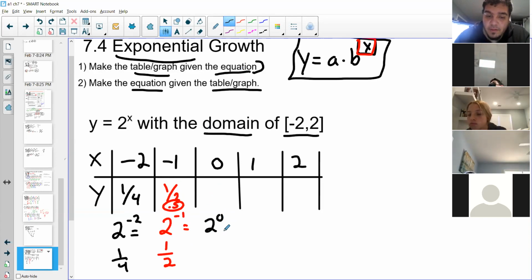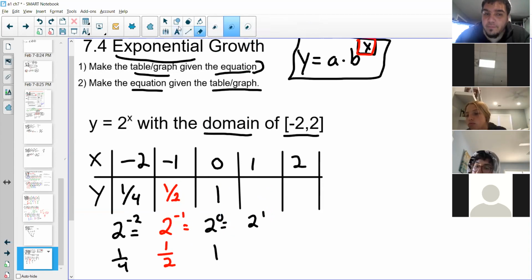Next one, 2 to the 0 power. We need to remember the 0 rule. The 0 rule allows us to make anything into 1. So anything to the 0 power is just 1. Wait, the y is 1 over 2.5? No, 1 over 2, or if you wrote it as a decimal, 0.5.